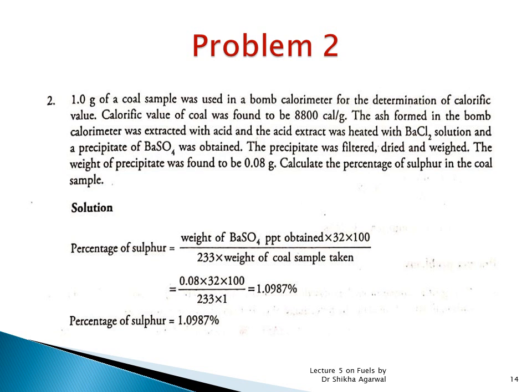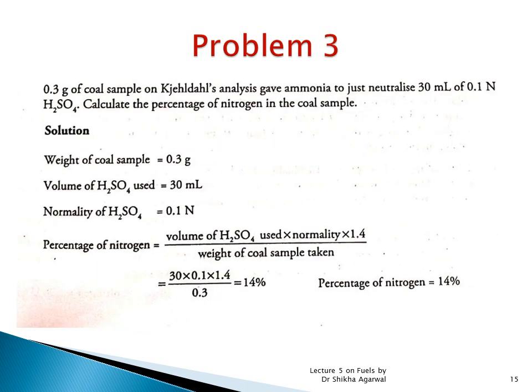Now the second numerical is for the estimation of sulfur. Here the weight of the coal sample is given as 1 gram. Then they have given that the weight of barium sulfate is 0.08 grams. So once again, you place the values in the formula. Weight of barium sulfate is given in the question, place it. Weight of coal sample is given in the question, we place it, and we get the percentage of sulfur in the coal sample. So these questions are direct formula substitution. The values will be given in the question, you just substitute those values in the formula and you get the final answer.